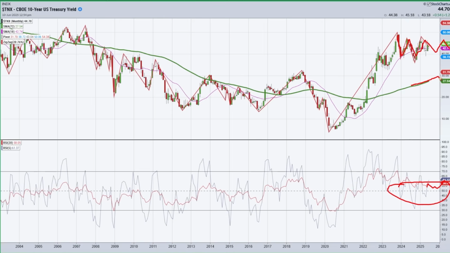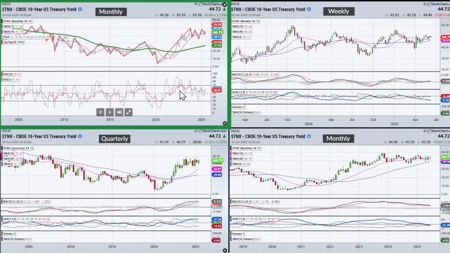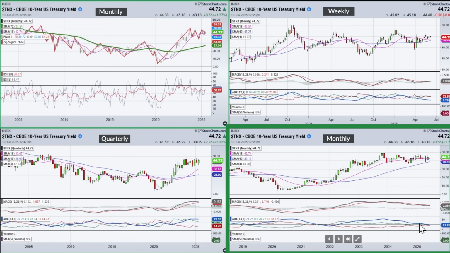Because the quarterly 18 is down here, and I think it might need a little bit more time to catch up. I wanted to point out that I like to use the RSIs to help me with the timing along with MACD, and ADX is more of a tool I'm using to discern how strong the trend is.